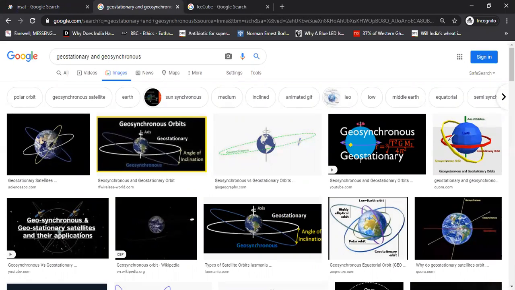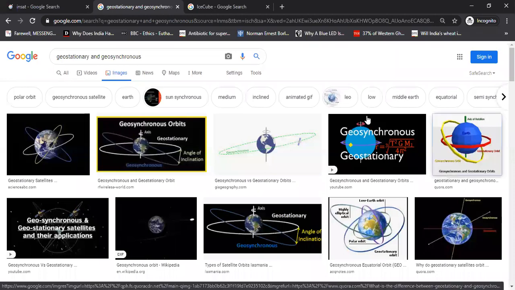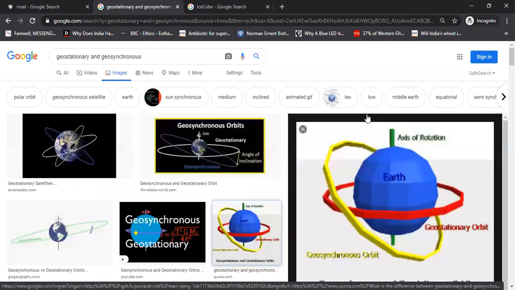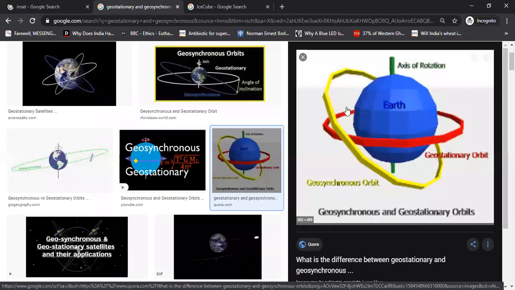So see this. In all these diagrams, you can see this is a geostationary orbit. See here, this is the axis of rotation. A geostationary orbit is exactly over Earth's equator, whereas a geosynchronous orbit, what is happening? It can be anywhere. It can even be a geostationary orbit.